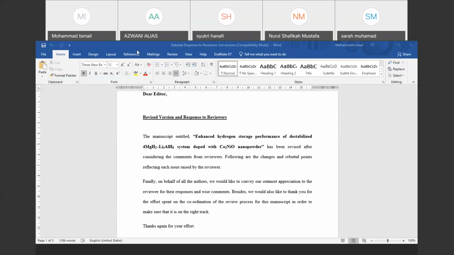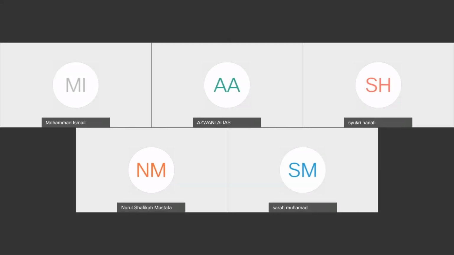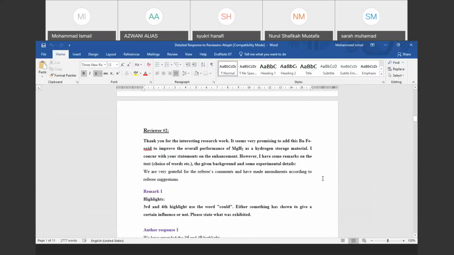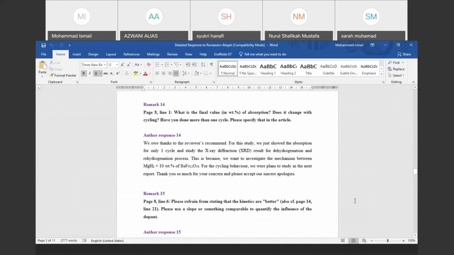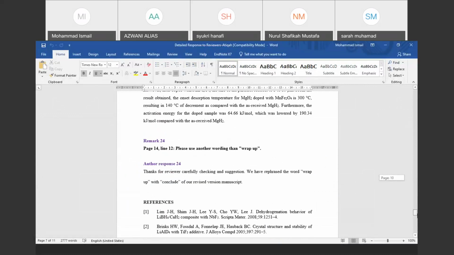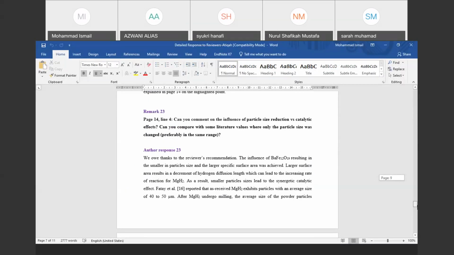Okay, stop sharing this one. I would like to show my master student's comment from the reviewer. Reviewer 2 made about 24 points, detailed comments about the manuscript. It's a very strict reviewer. And I told my student, it seems like this reviewer is the examiner for your thesis.